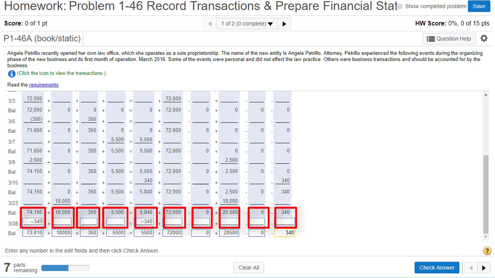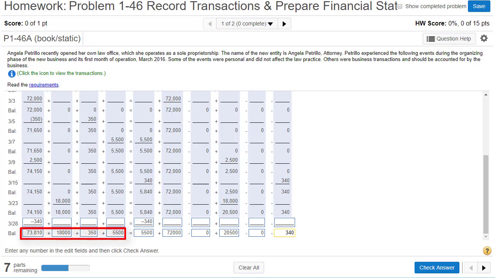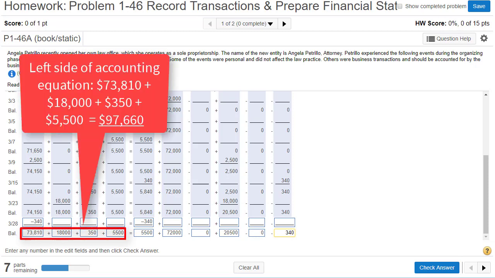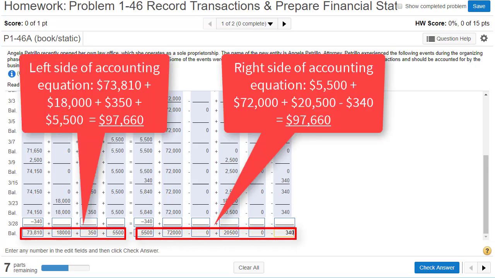We should also double check that the left side of the accounting equation, assets, equals the right side, liabilities plus equity, and they are equal.